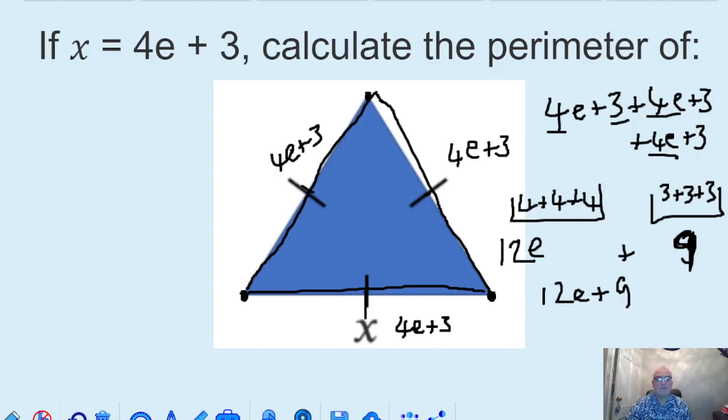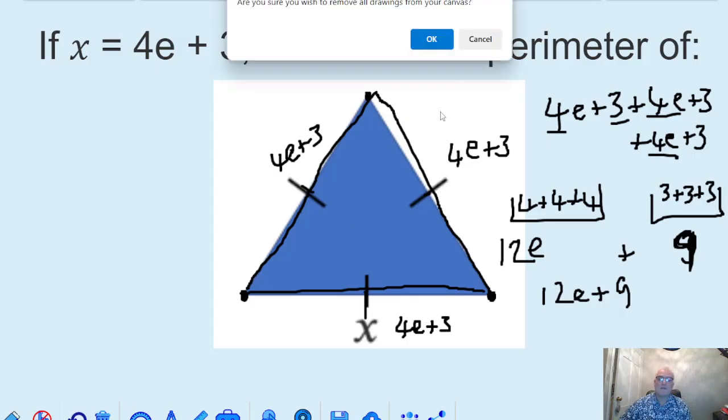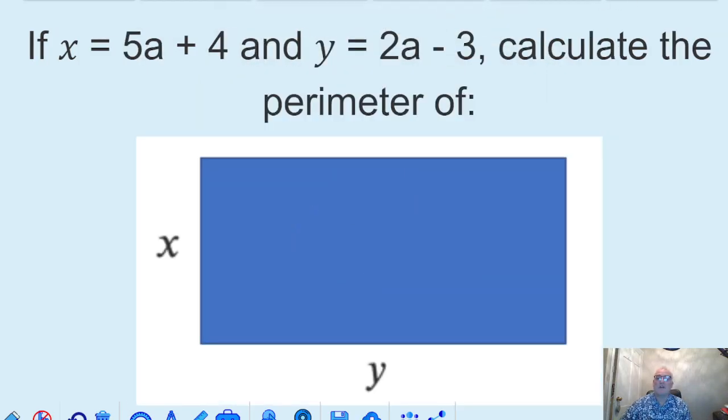Okay, so if you want to have a go at one of those questions, I'll pause the video. Doing the same thing, this time we've got x equals the first bit and y equals the second bit. And again, we're doing the perimeter. So we're going all the way around the outside. Okay, pause the video, see how you get on.